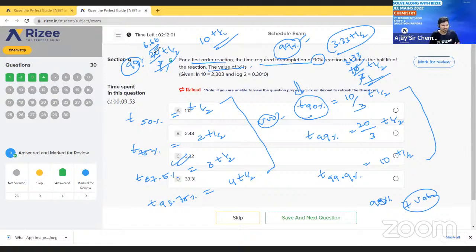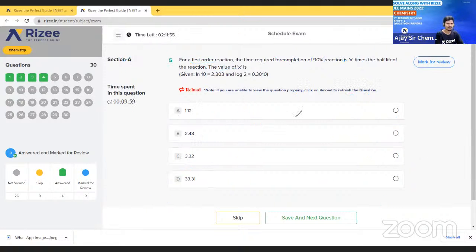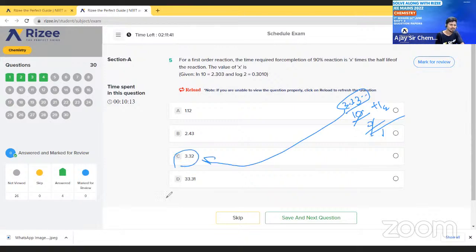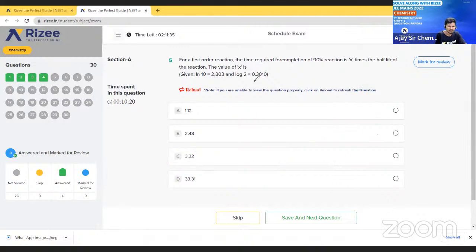Okay, this is the simple trick to find the half life of the first order reaction. I hope you understood. Very simple answer. So the formula is 10 by 3 t half. It is 3.33 something, so the approximate value is 3.32. So very simple, option C is the correct option. This question's answer is complete. Let us go to the next question.